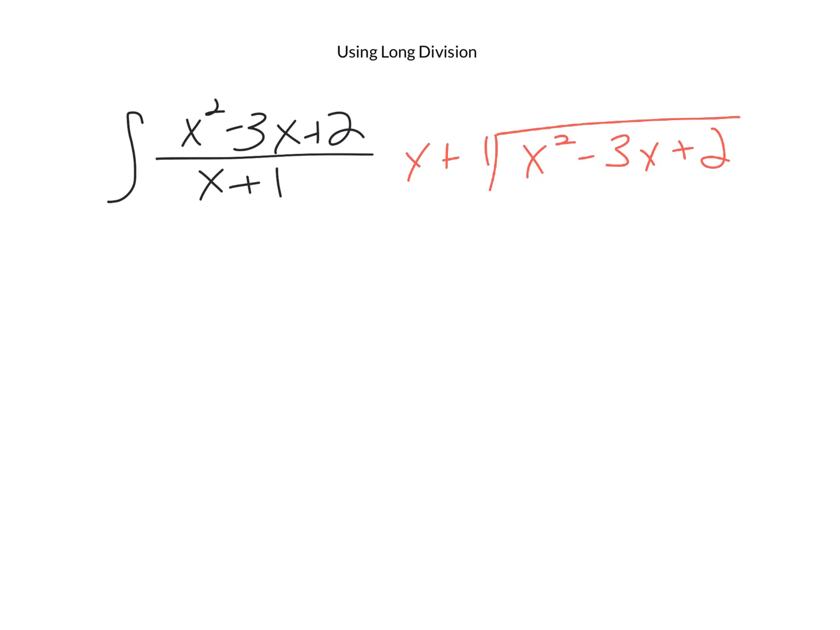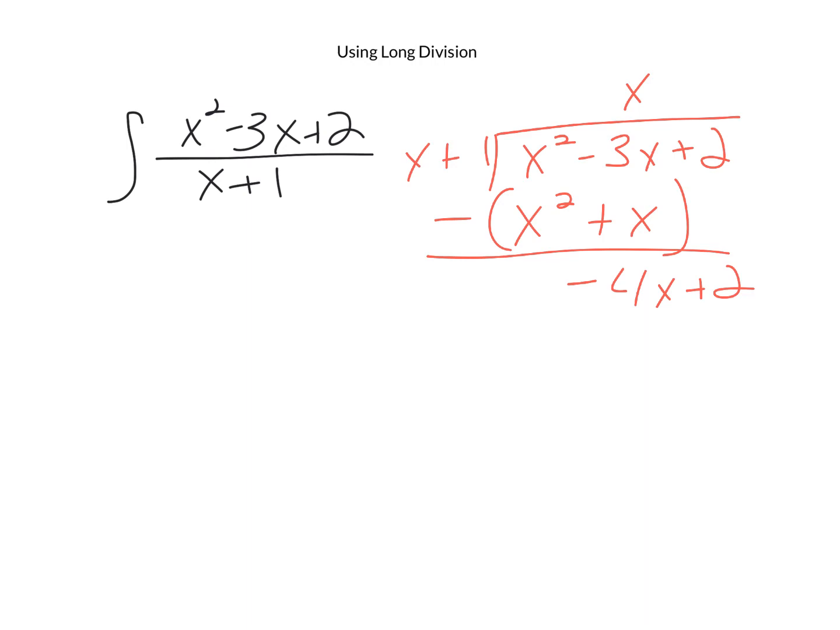So what times x gets you x squared? It's x. So it's going to be x squared plus x. Subtract, and you get negative 4x plus 2. And then up top, what times x gets you negative 4x will be negative 4. Negative 4x minus 4. Subtract, and you'll get 6. So what does that mean for us?